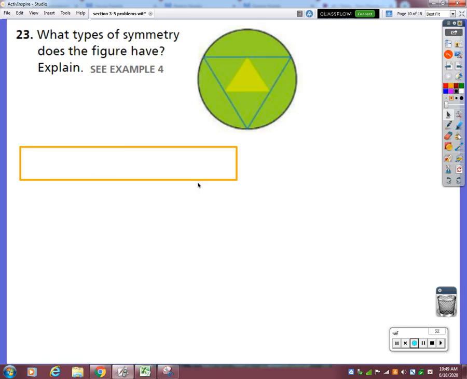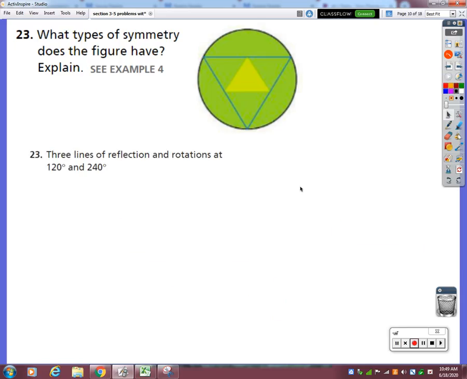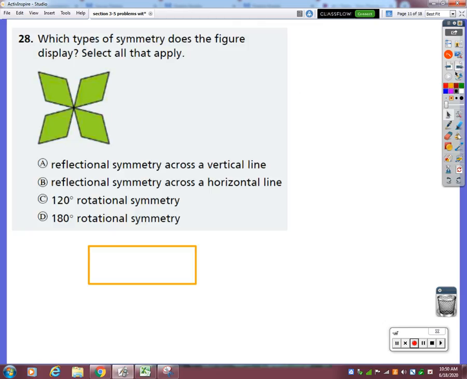Okay, and let's see, what do we got here? 3 lines of reflection, 1 down the middle, 1 going this way, and 1 going this way. And then since 360 divided by 3 is 120 degrees, we'll rotate it back to its same place. Okay, which types of symmetry does this figure have? Select all that apply. Reflectional symmetry across a vertical line, yes. Reflectional symmetry across a horizontal line, yes. 120 degrees rotational symmetry, not so much, but 180 degrees is a yes.